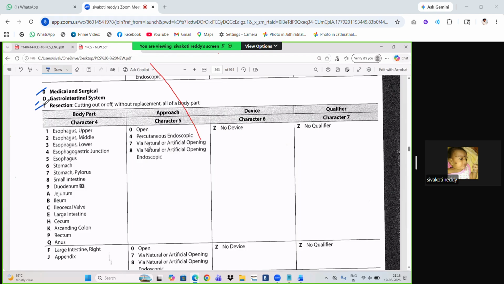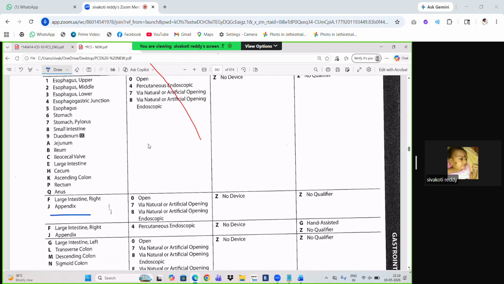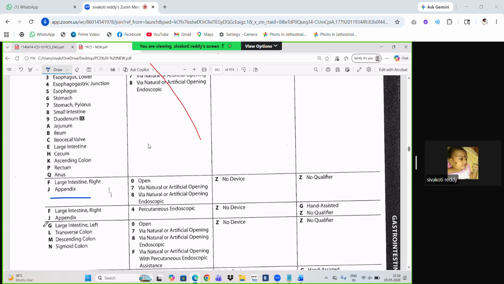I need J, appendix. Any approach they mention, we need to go with that particular approach. If they have not mentioned the approach, we need to go with default open. If they did not mention the approach, it is default open, we need to consider. Simply if they gave appendectomy and did not mention laparoscopic, then open. 0DTJ0ZZ. Like this, we need to build a code.